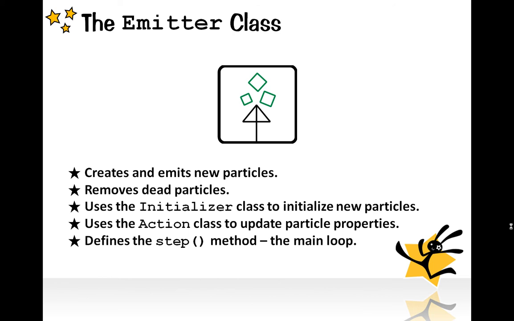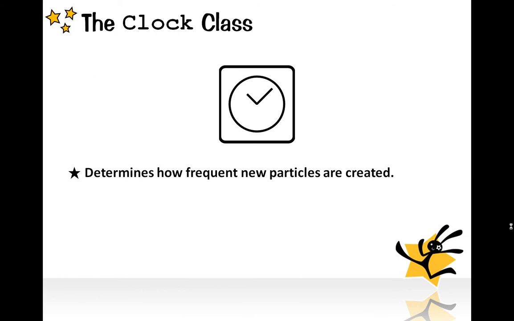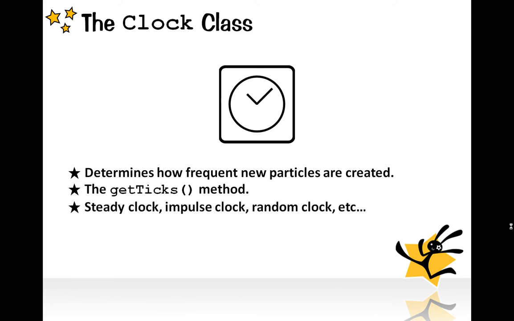This is the main loop for the Stardust engine, so you can say it is the most important method for the engine. The Clock class determines how frequently new particles are created by the getTicks method. On each of the emitter's step method calls, it uses the clock's getTicks method to determine how many new particles it should create in this new loop call. There are already some classes defined in Stardust, including SteadyClock, ImpulseClock, RandomClock, and others.